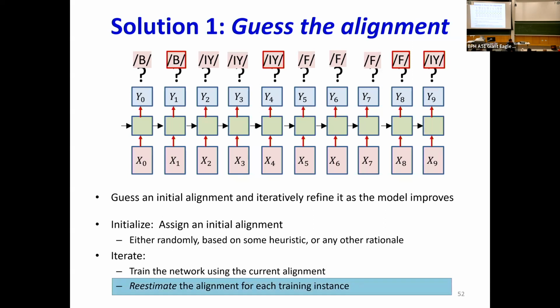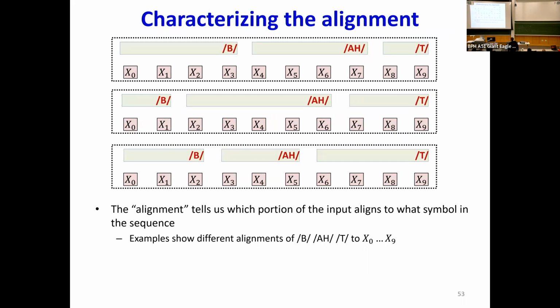The real challenge is this then. How do I refine my alignment? How do I re-estimate the alignment? For this, let's go back and look at characterizing the alignment. The alignment tells us which portion of the input aligns to what symbol in the sequence. This is basically what alignment is, right?